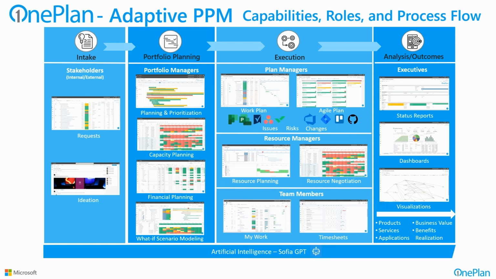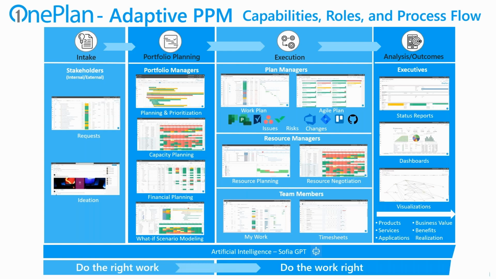Now, we're going to talk a little bit today at the end about artificial intelligence, and OnePlan does have a component called Sophia GPT, and Sophia is there to be an AI assistant to help us make better decisions and even help us with our planning. Now, the idea here is on the front end, we want to choose the right work and do the right work, and then ultimately we want the tools and the capabilities to do the work right and have the flexibility to use the tools we need.